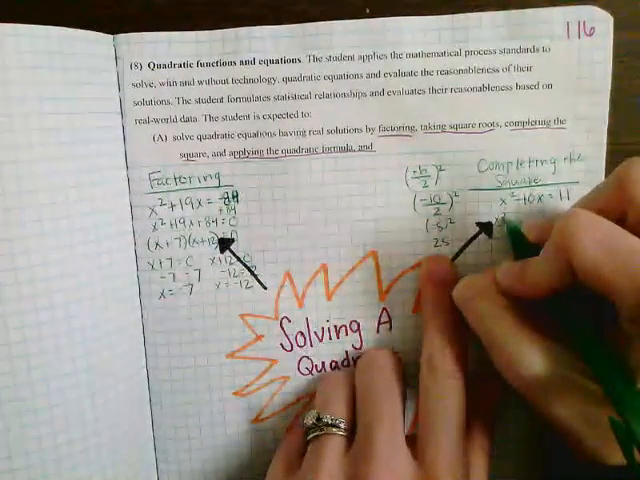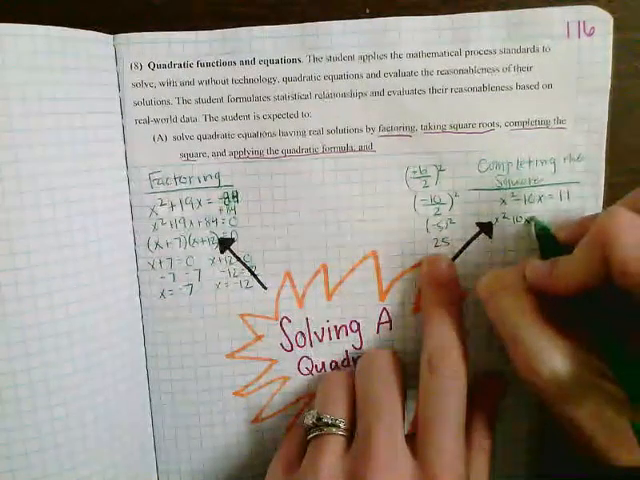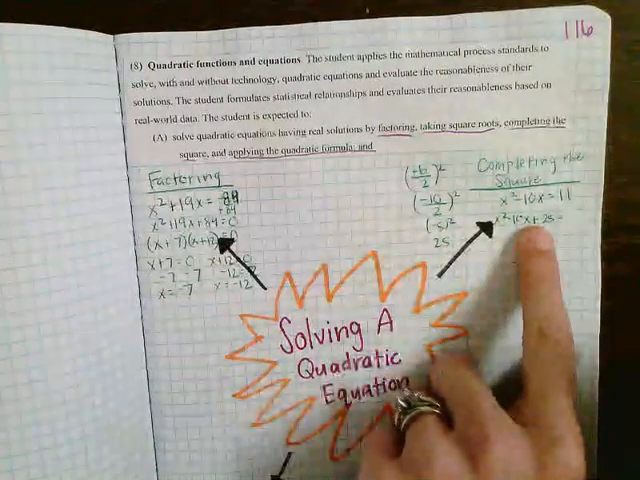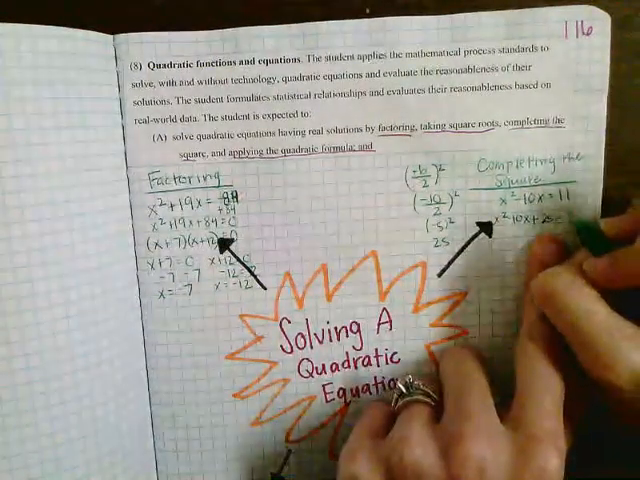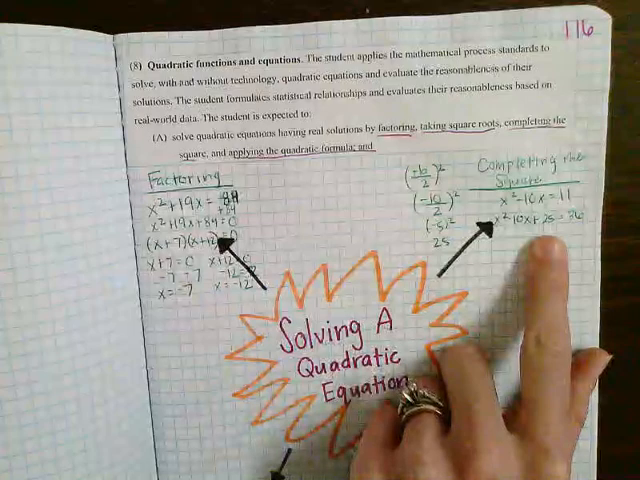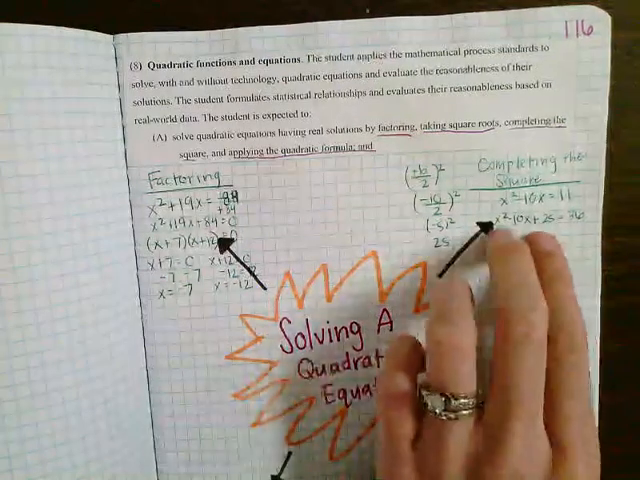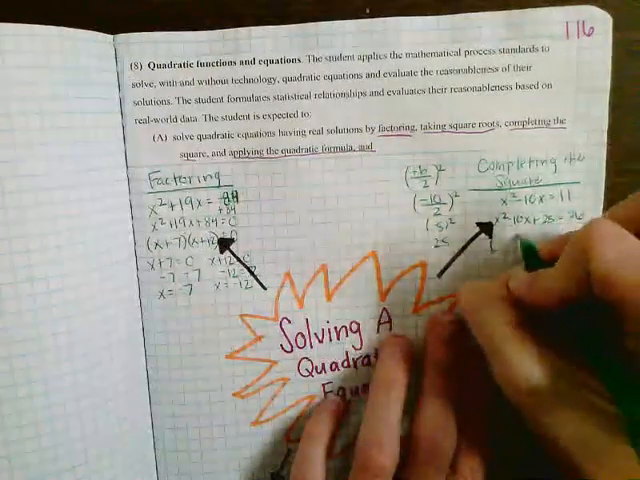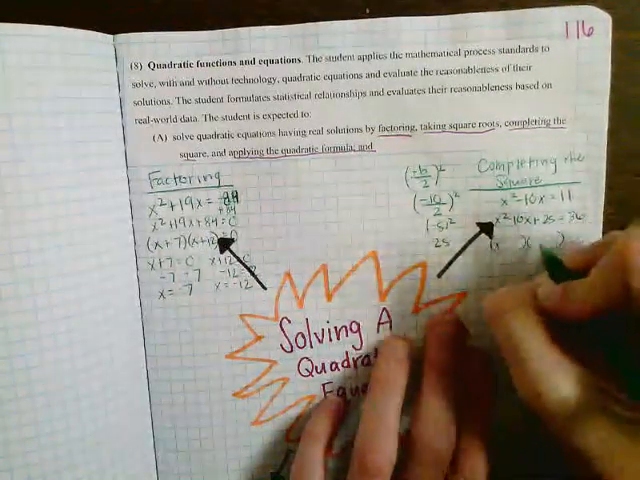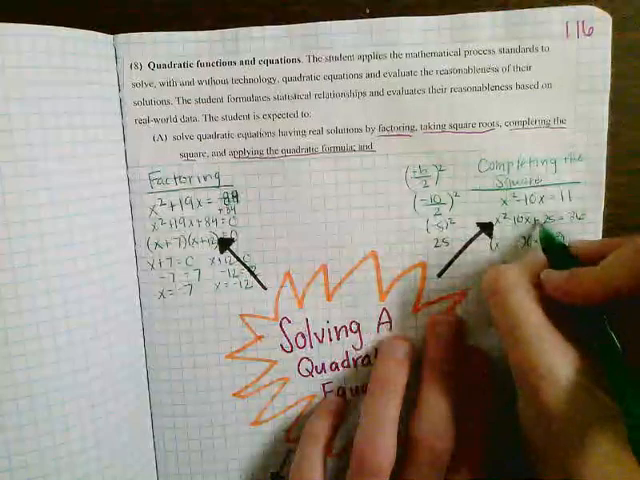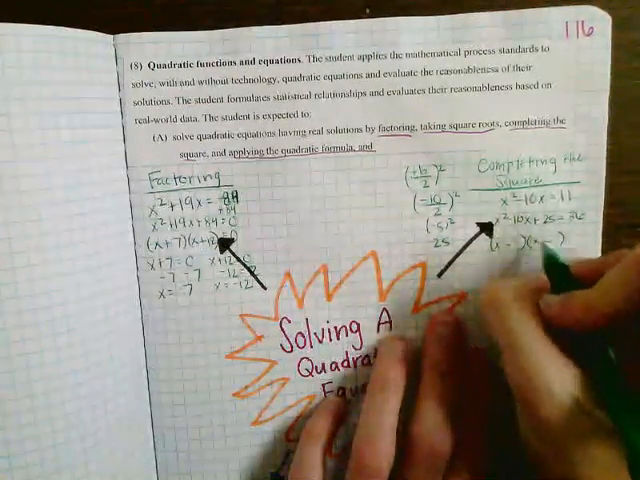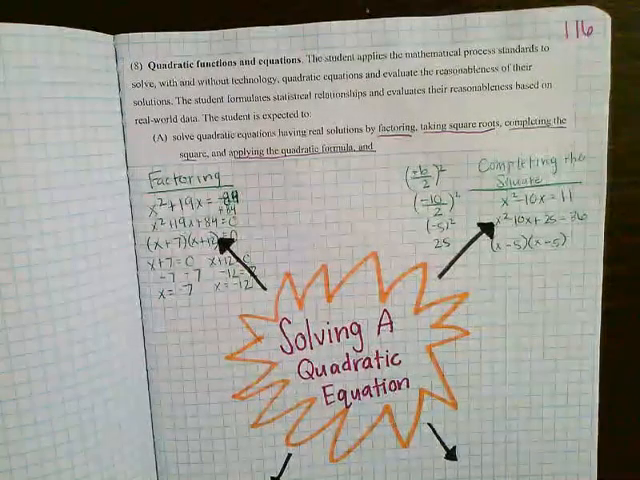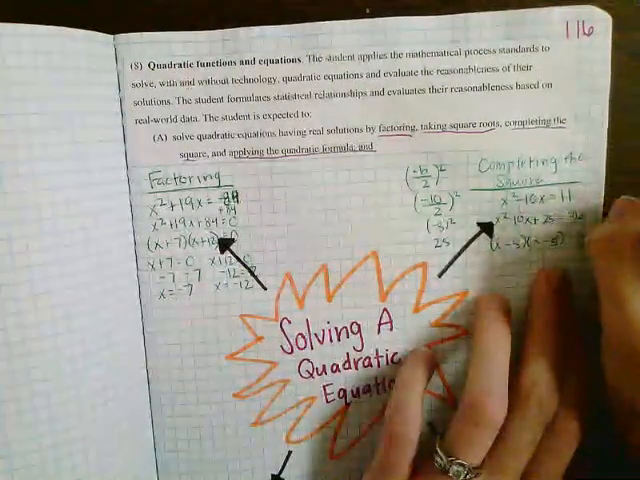You're going to have x squared minus 10x plus 25. And then whatever you do to one side, you have to do to the other. So this one is 36. Okay, so from here, you're able to factor this. You know that they're both going to be the same, and they're both going to be negative. And they're both going to be 5. So from here, these both equal 36.